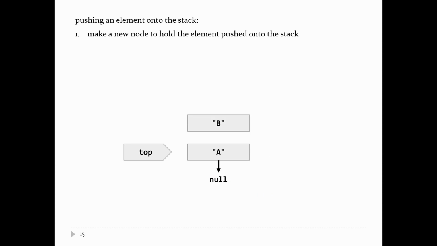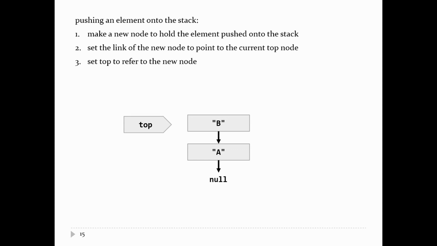When you push an element onto the stack, you make a new node. Keep that in mind because in our push implementation, we're going to have to make a new node in the method. So if I push a B onto the stack, I make a new node to hold the B, and then I set its next link to point to the current top of the stack. Then you adjust the top of the stack so that it now points at the new node, and you increase the size of the stack by 1 because we just added an element to the stack.